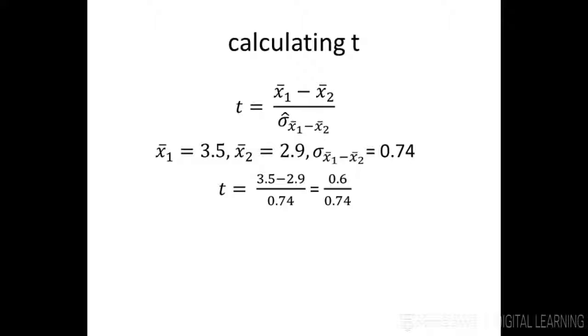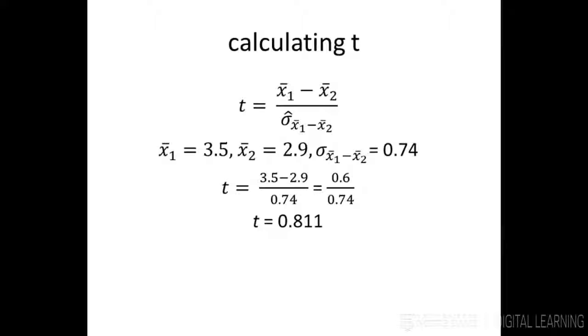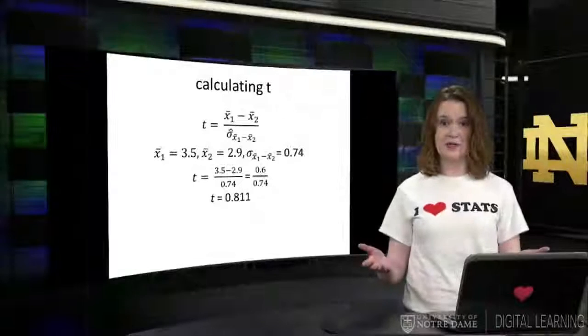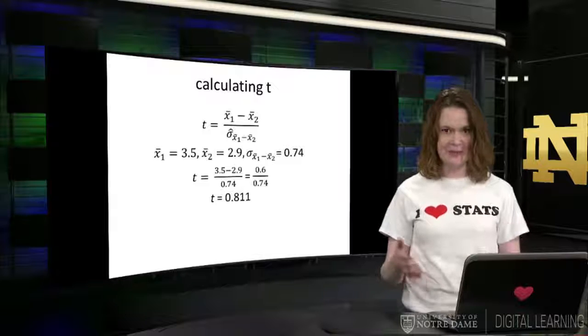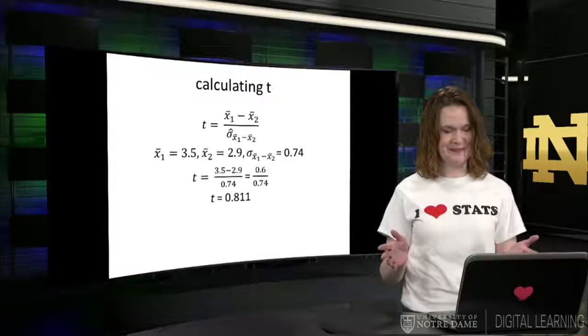Just like this. So we're dividing 0.6 by 0.74. All right, calculate that out, and the answer is 0.811. Great, we did it. We calculated the t. It took a few steps, but we got here, and it wasn't terrible, right?